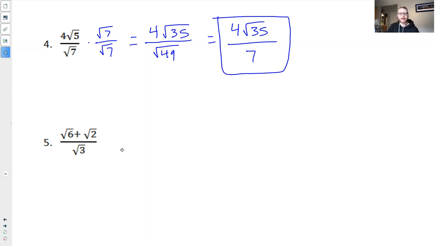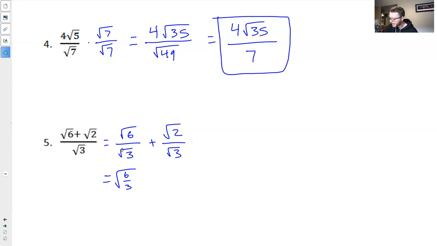Next one, number 5. Root 6 plus root 2 divided by root 3. We can rewrite this as root 6 divided by root 3 plus root 2 divided by root 3. Root 6 divided by root 3, that will give us a whole number. So we can go ahead and convert that. So root 6 divided by 3 is root 2, right? Over here, root 2 divided by root 3, that will not give us a whole number. So we need to rationalize that.